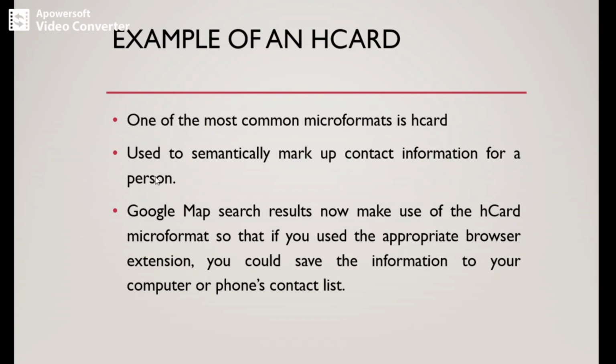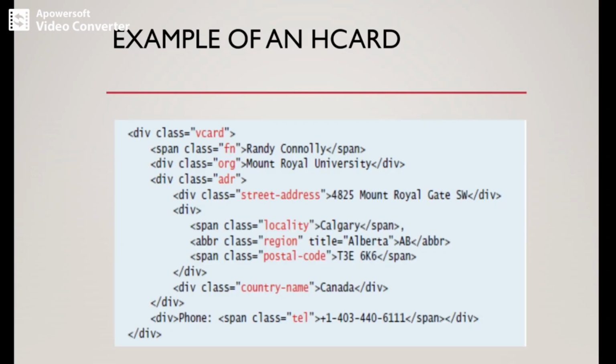So we have an hCard. One of the most common microformats is hCard, used to semantically mark up contact information for a person. And you have seen the Google Map search results. They now make use of this hCard microformat, so that if you use the appropriate browser extension, you could save the information to your computer or phone's contact list. So all this is possible. You can see an example of an hCard here. So div class is equal to vcard. Here we are actually storing the address, isn't it? Street address, locality, region, postal code, country name.